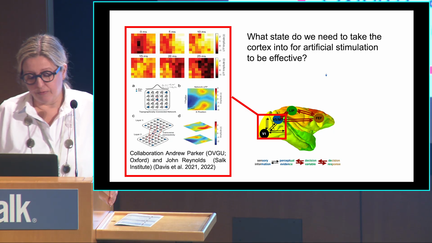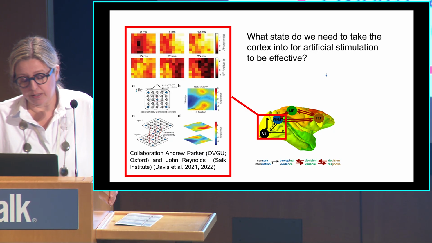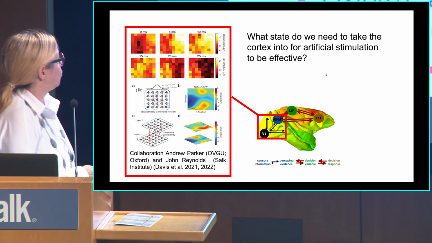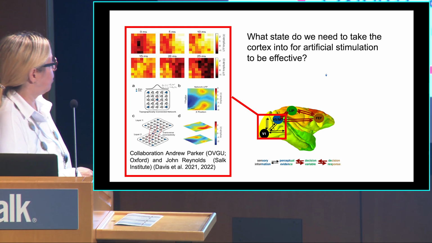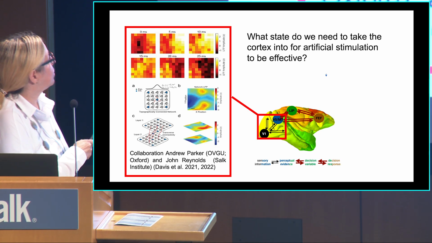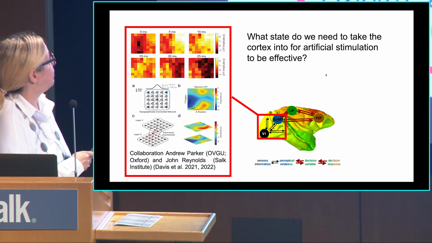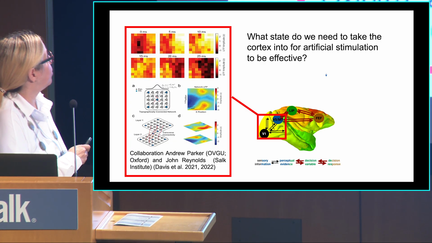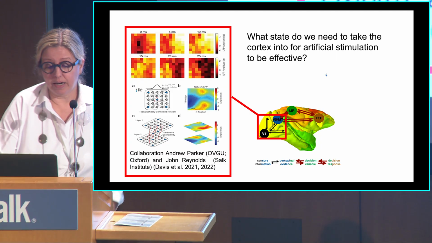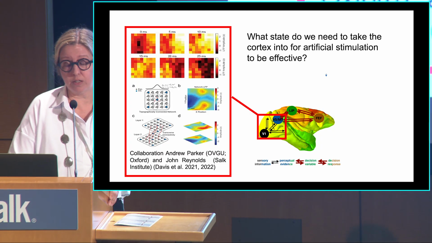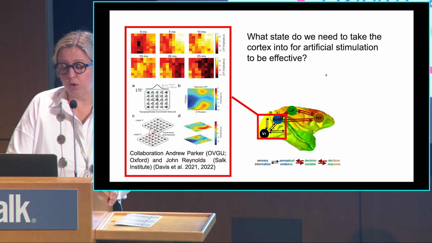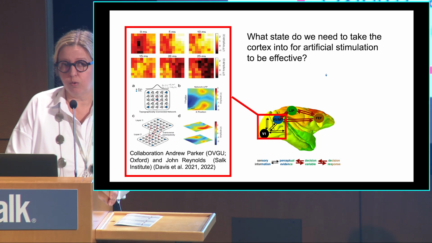We and others have looked at some of these representations. This is work from Andrew Parker in collaboration with John Reynolds at the Salk. We looked at moving waves and data from our lab from arrays, in this case in V1 and V4, that shows traveling waves and how they might connect different layers in the network. And I think these interactions in the sensory areas will be important for us to know at what state we need to take the cortex into when we apply the artificial stimulation to be effective.